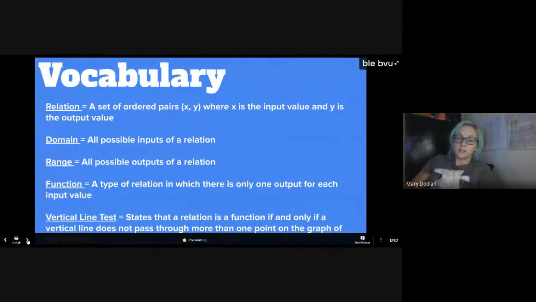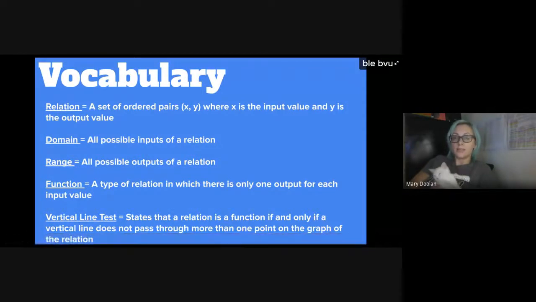The vocabulary that goes with this section: we have relation, a set of ordered pairs. Ordered pairs look like, in parentheses, x comma y, where x is the input value and y is the output value. A domain, all the possible inputs of a relation. So we're talking about all the possible x values. The range, all the possible outputs of a relation, all the y values.